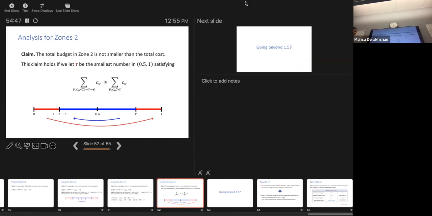Tau should satisfy this. Now, to make sure that zone 2 is also okay, we need to pick tau to be the smallest number in this range, the smallest number between half and 1 that satisfies this. That would ensure that for any mass that you have here, you also have at least the same amount of mass here. You'd be able to pay for these with these. So that would complete our analysis.